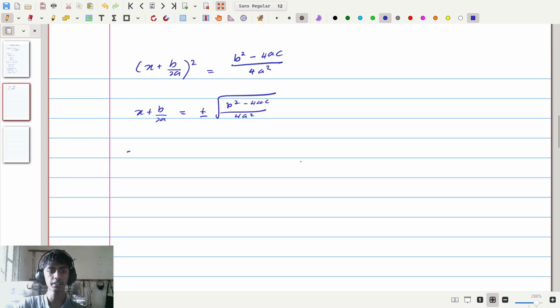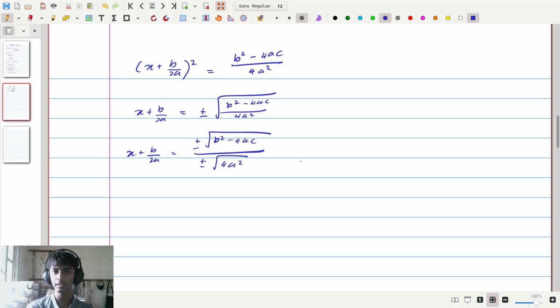So then we get that x plus b divided by 2a is equal to the plus or minus square root of b squared minus 4ac, divided by the positive or negative square root of 4a squared. So now I want you to see a little thing here. There is a plus or minus in the numerator and a plus or minus in the denominator.